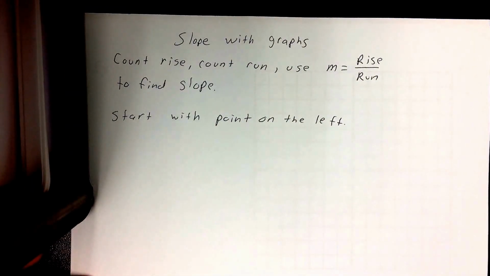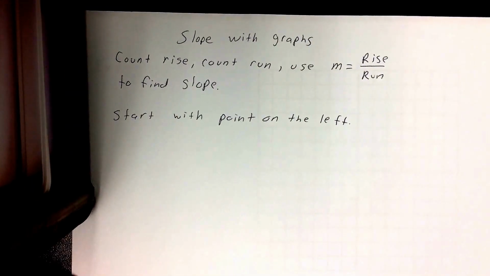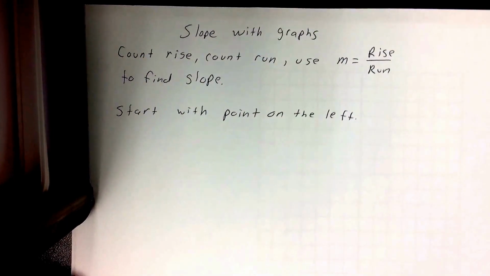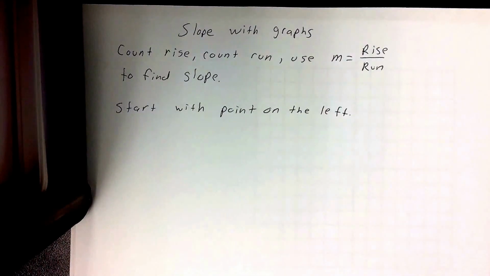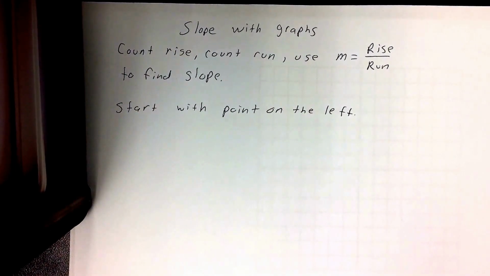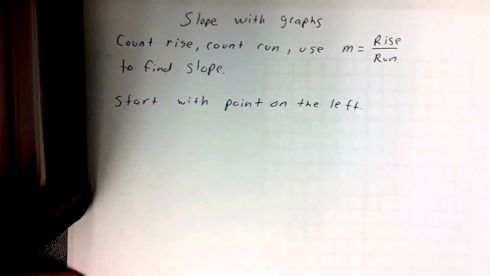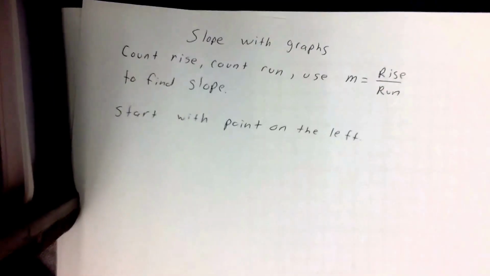Okay, now we're going to talk about how to find the slope between 2 points on a graph. And again, slope is rise over run. So the way we do this is we count the rise, count the run, and use m equals rise over run to find slope. I always like to start with the point on the left. So let's look at some examples here.